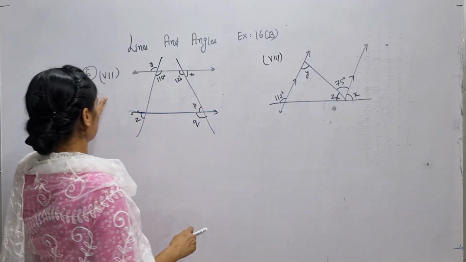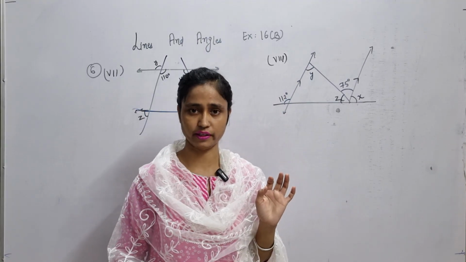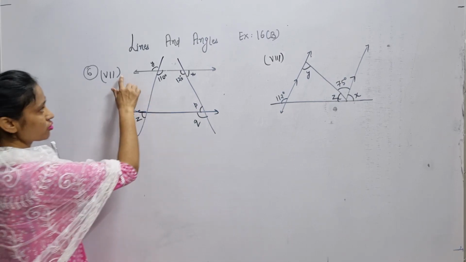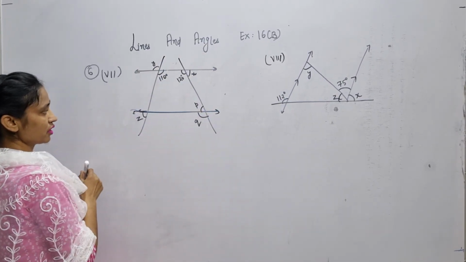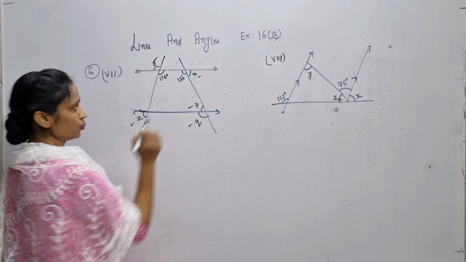16B के 6th sum का 7th and 8th part I am going to solve here. Okay, so see in the 7th sum, these two are the parallel lines and these two are the transversal lines. You will have to find x, y, z, p, q.